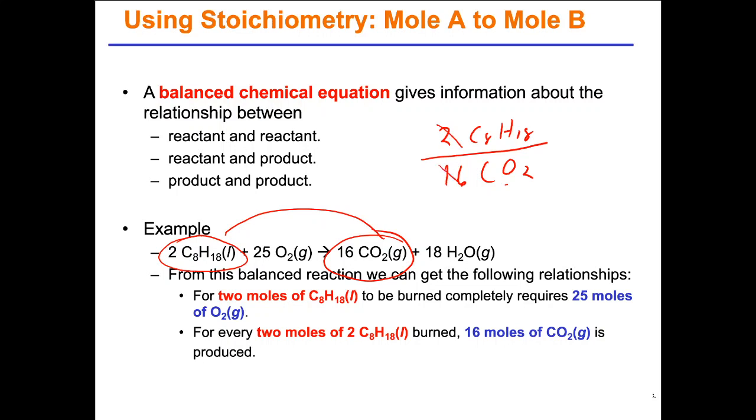You could reduce this, but you don't have to. If we really wanted to compare this in our minds, we could say 1 to 8. But you wouldn't do that when you're actually doing your reactions. You would keep it as 2 to 16. So don't reduce those. Just keep them as they are.